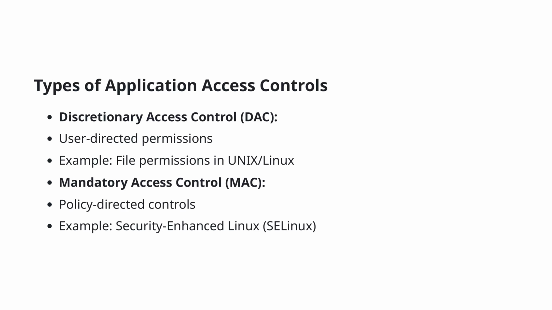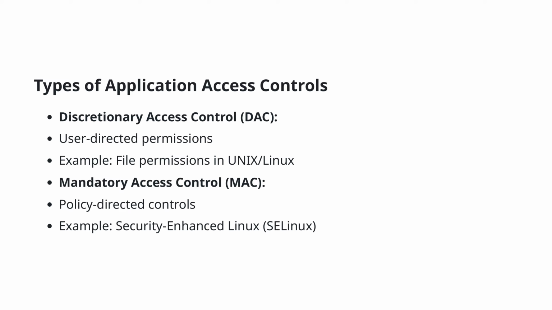Let's now explore the different types of application access controls that play a significant role in securing our systems. First, we have discretionary access control, DAC. In this model, permissions are determined and managed by the user. A common example is file permissions in Unix/Linux systems, where the file owner decides who can read, write, or execute the file. Next is mandatory access control, MAC.